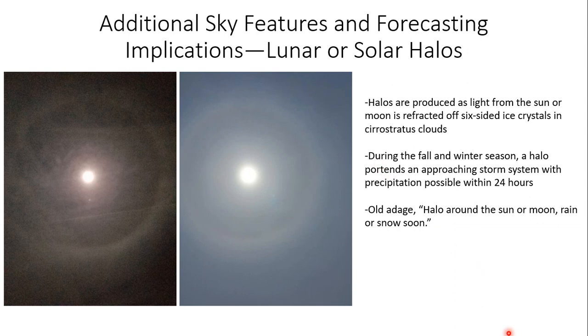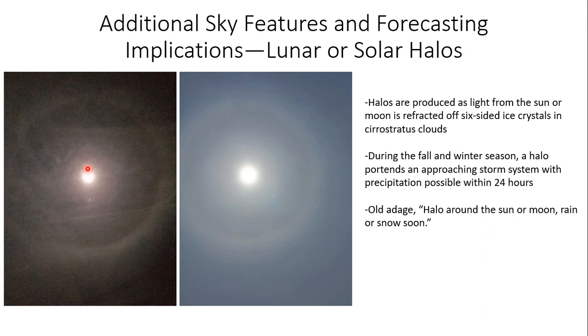Another thing I want to mention is something known as a lunar or solar halo. Now this is a really interesting phenomenon. This occurs when you get light from either the moon or the sun refracting. Refraction is simply a bending of light from the sun or moon off ice crystals. The type of clouds we associate with ice crystals are cirrus and cirrostratus. Halos normally are associated with light refracting off six-sided hexagonal ice crystals in cirrostratus clouds.